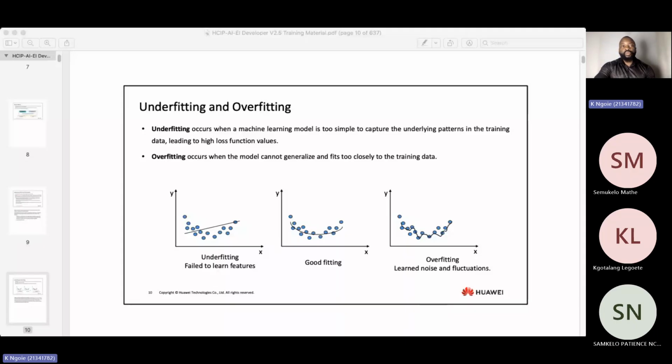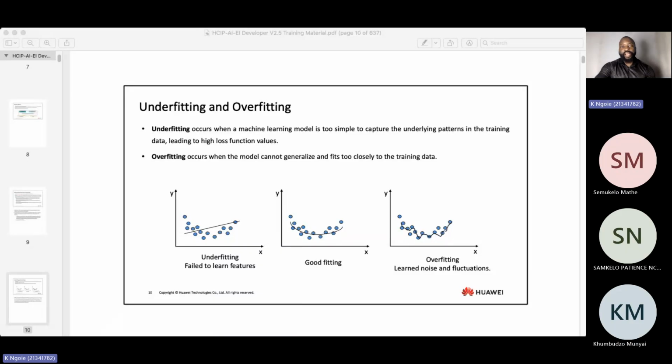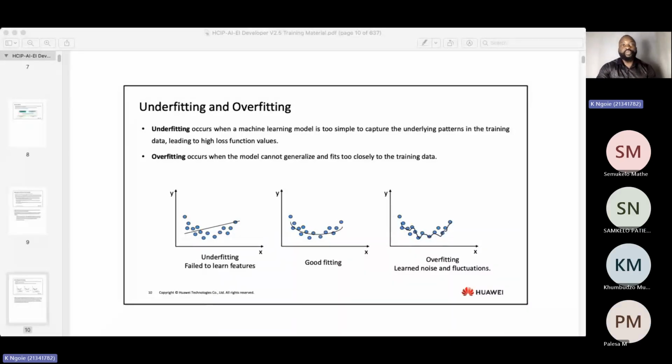Okay, so we mentioned that one of the issues that we can have when you're building an AI is when your system becomes overfitted. When we talk about a system becoming overfitted, that means you did not have enough data for your system. You think that your system is really, really intelligent, while it's not.